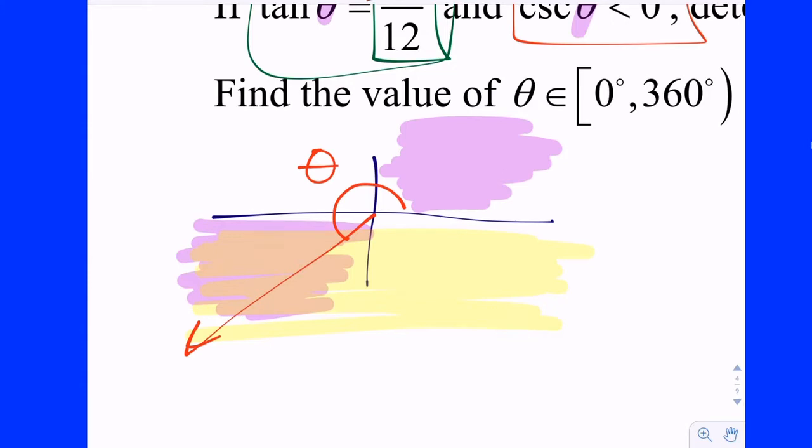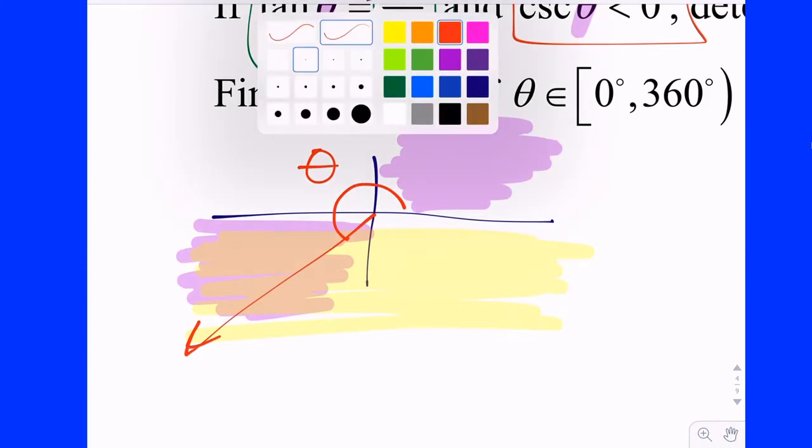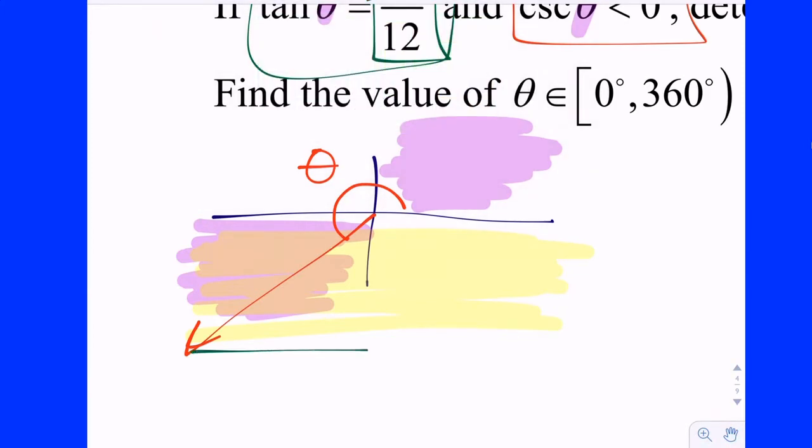So once you know that, then go ahead and draw a generic terminal ray. Again, I always like to draw it on the 45 just because it makes it easier to label. And then you're going to want to create a reference triangle. You create a reference triangle by drawing a line to the closest x-axis. So in this case, you're drawing it upward. And the reference angle is going to be that little green angle right there.